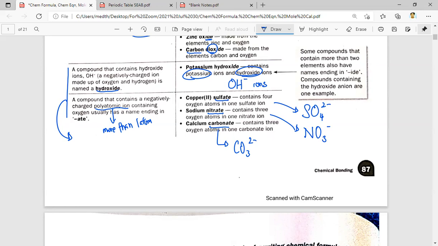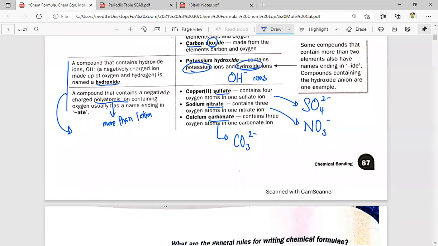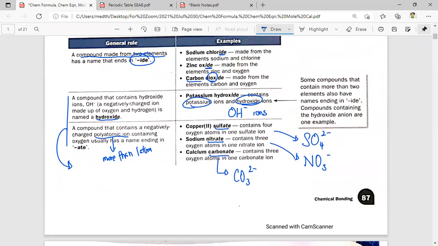So the four polyatomic ions that I need to remember are OH minus, SO4 2 minus, NO3 minus, and CO3 2 minus. Most of your compounds you will either see ending with IDE, or ending with hydroxide, or ending with ATE, like sulfate, nitrate, or carbonate. So these are the various naming of the compounds.